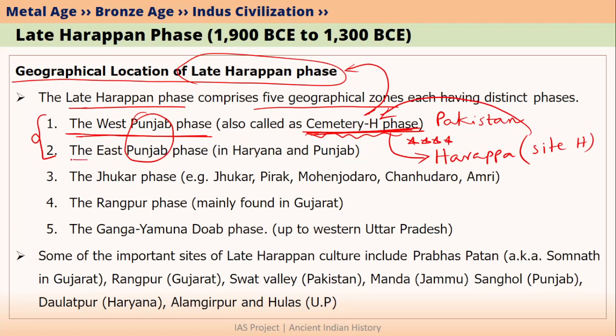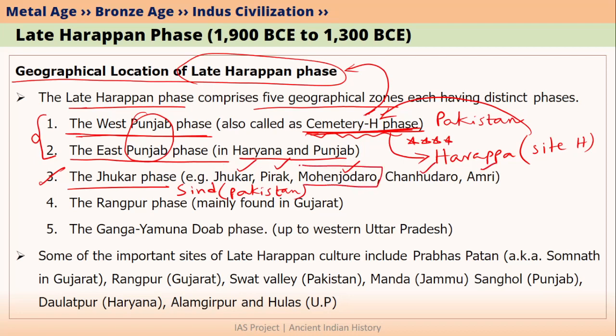The second zone is the East Punjab phase, which is in India, particularly in Haryana as well as Punjab. The third zone is the Jukar phase, which is in Sindh province of Pakistan. Some of the important sites in the Jukar phase are Jukar, Perak, Mohenjo-daro, Chanhu-daro and Amri. Please note that Mohenjo-daro was also an important mature Harappan culture city. But people were also living in Mohenjo-daro even during the late Harappan phase. The fourth zone is the Rangpur phase, which is mainly found in Gujarat. Please remember this. This is very important from the point of view of prelims.